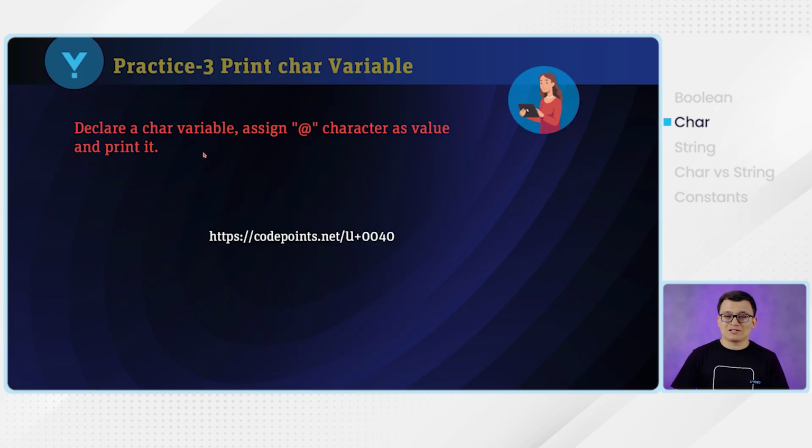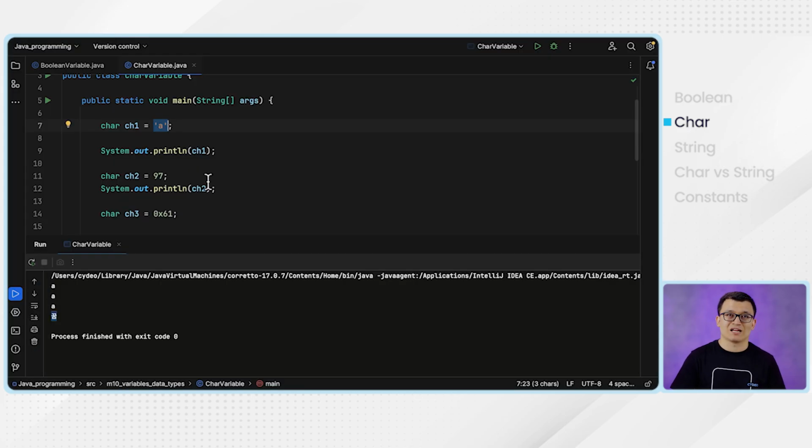And let's take a look at this example now. In this example, we need to declare a char variable and assign this character as a value and then print it. Okay. So this link contains the Unicode, decimal, and hexadecimal of all the characters that are available on the ASCII table. So you could use this link to find the character and then assign the hexadecimal or decimal to the char variable afterwards. Okay.